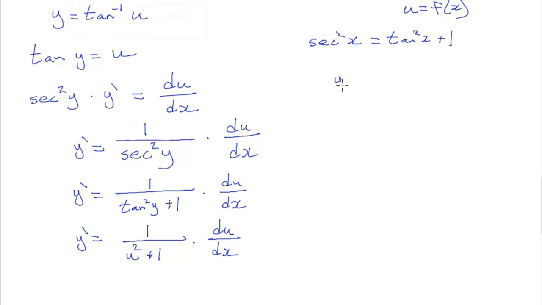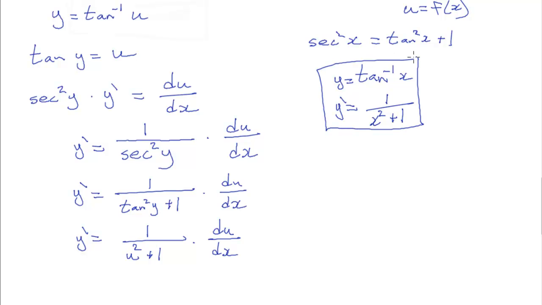So let me just write that here for you without the chain rule. If we had done it just with x, it would have looked the same, except it would have been 1 over x squared plus 1, and that's it. So that's the rule to remember. This is the same rule, except with some function of x here, so we have to use the chain rule.